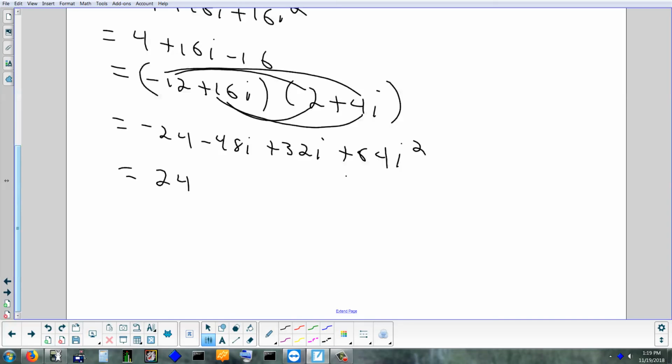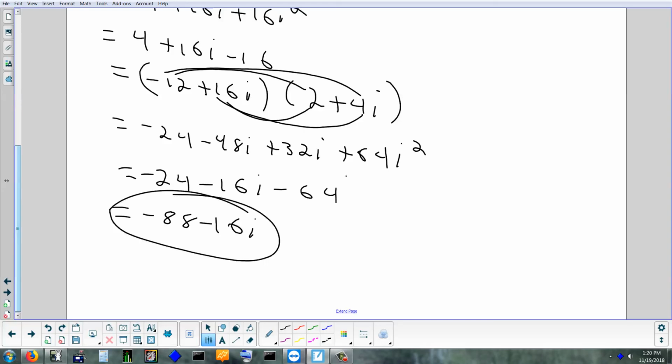So we've got negative 24. What's negative 48 plus 32? Yeah, negative 16i. And 64i squared is really what number? It's really negative 64. So negative 24 and negative 64 is negative 88. Okay, and that's my answer.